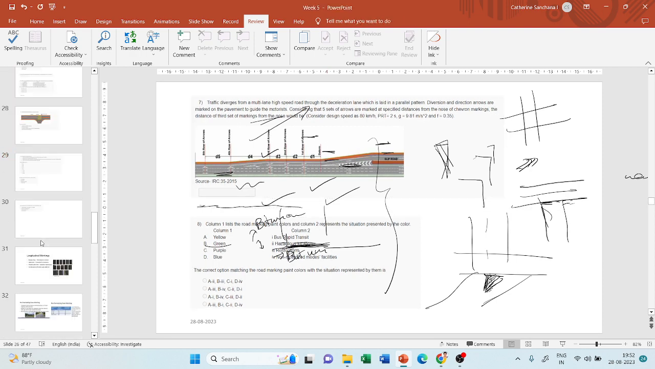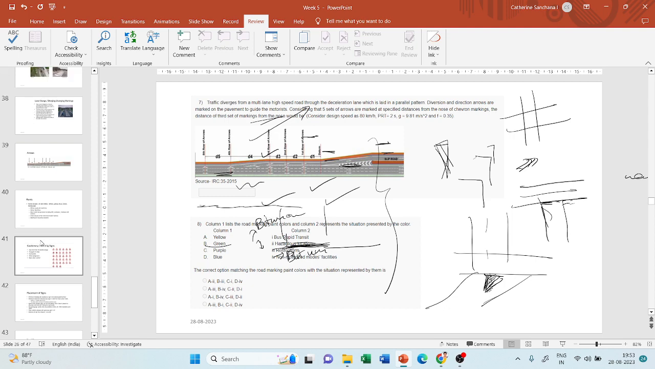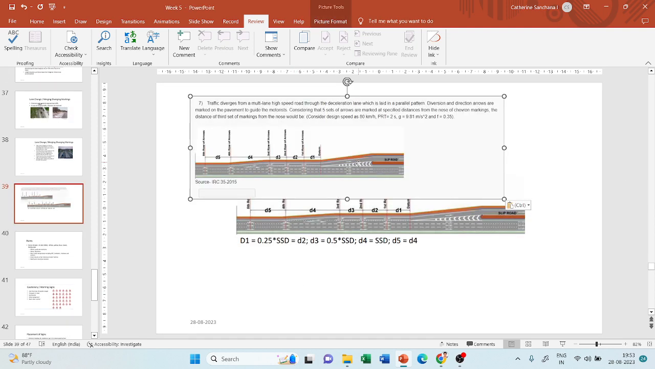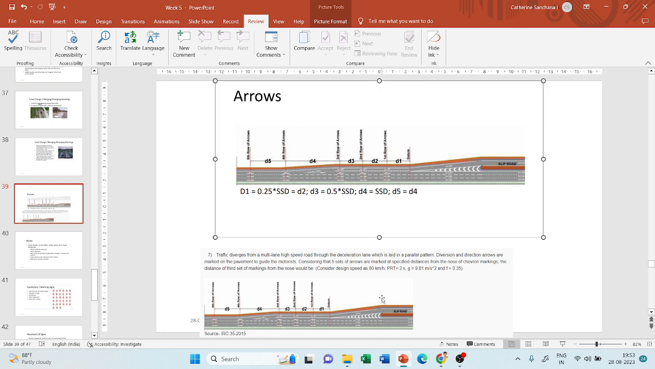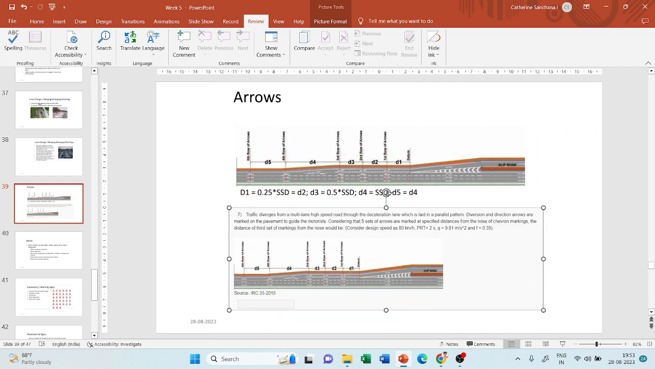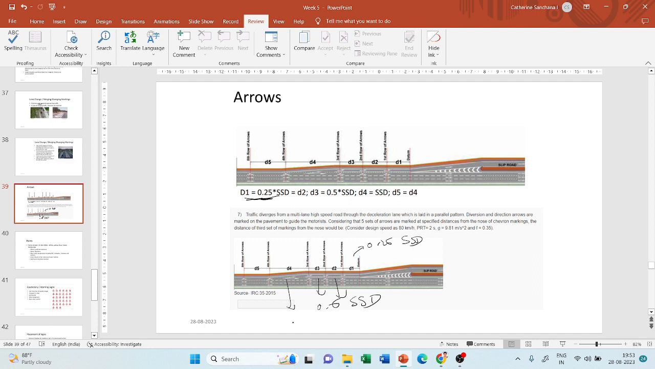Okay, so this is what we were talking about in terms of arrows. I told you that these arrows can be repeated at regular intervals, but they are repeated at a specific spacing, which is D1, D2, D3, D4, and D5. This spacing will depend on speed of vehicle. D1 is 0.25 times SSD. D2 is also the same. D3 is 0.5 times SSD. D4 is SSD and D5 is also SSD.